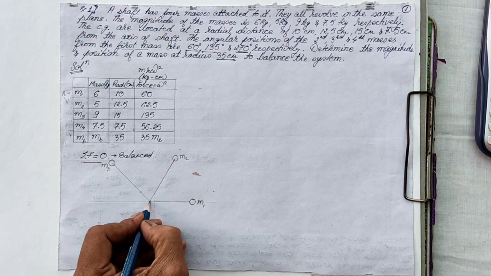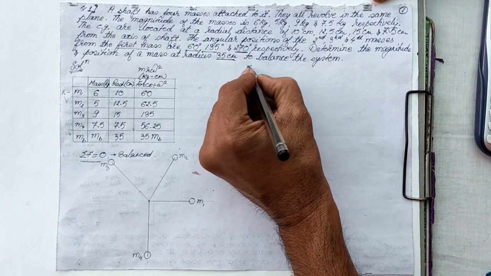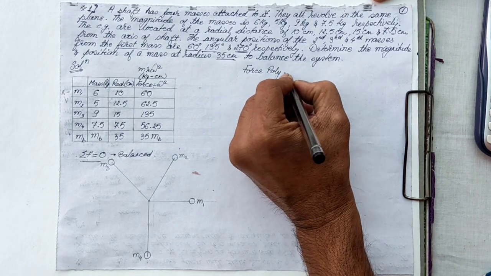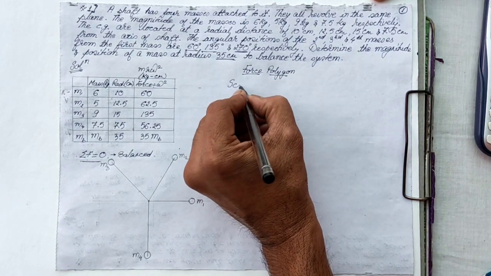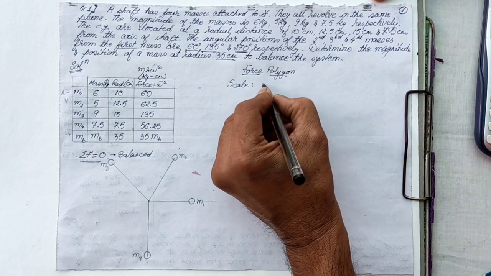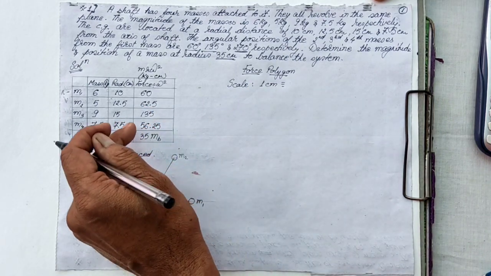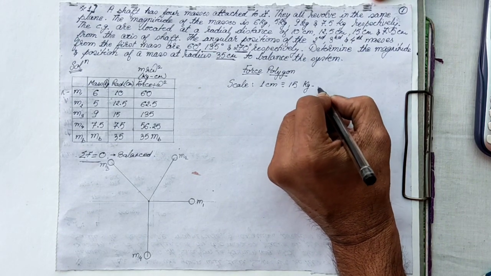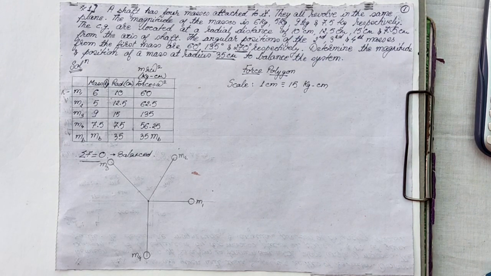So now we will go for the force polygon, and of course I'll have to take an appropriate scale. Looking at the maximum value, I take 1 centimeter as 15 kg centimeter. So when I'm drawing the vectors, I'll be following this scale, right?